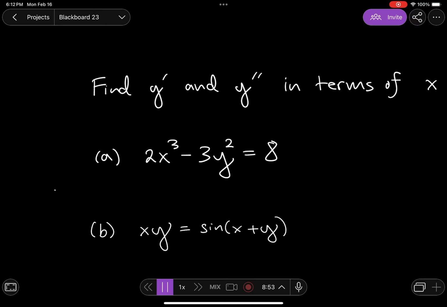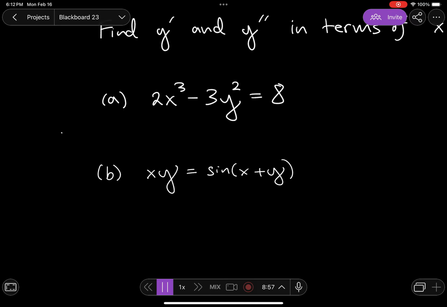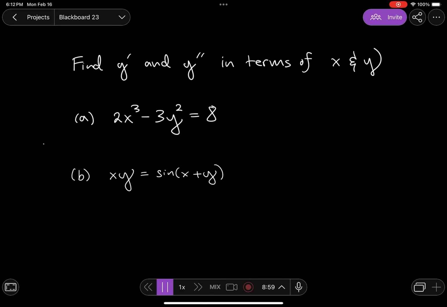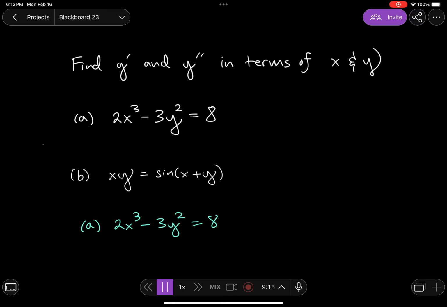So in each of these cases, we don't just have to find y prime, we also have to find y double prime. And we need to solve for y double prime in terms of x and y. So we can't leave a y prime in our result for y double prime. And I'll explain what I mean once I solve some of these. 2x cubed minus 3y squared is equal to 8.